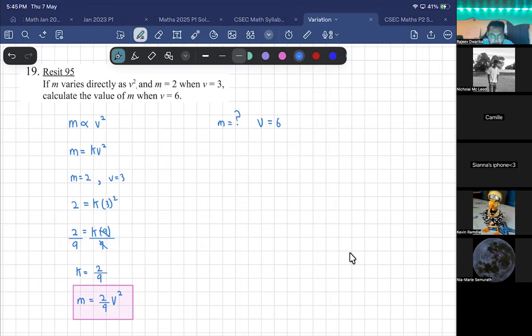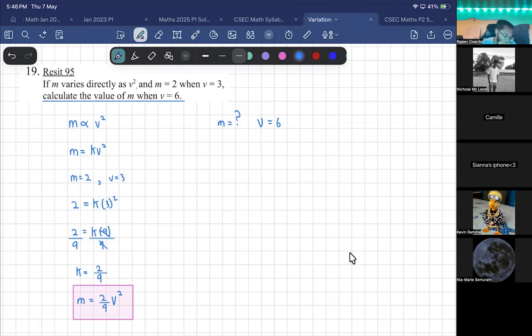Two? Say that again? No, we don't know what m is. If you read the question, they want you to calculate the value of m for when v equals 6. So we know what v is, but we don't know what m is. So is there a relationship we could use to find m?